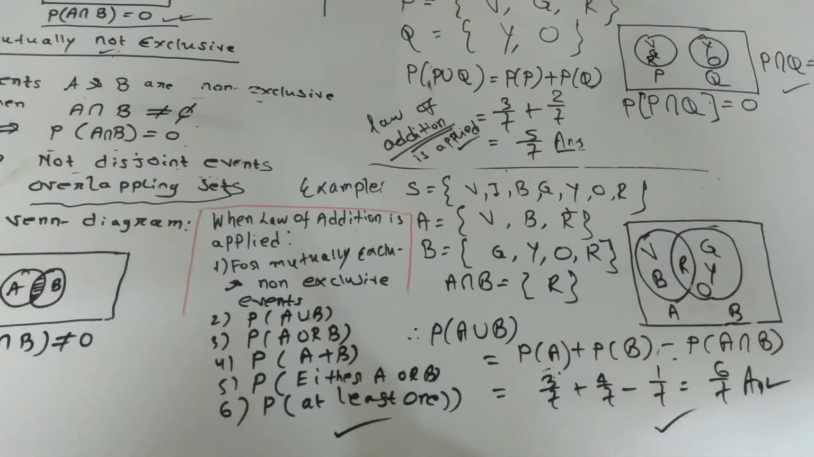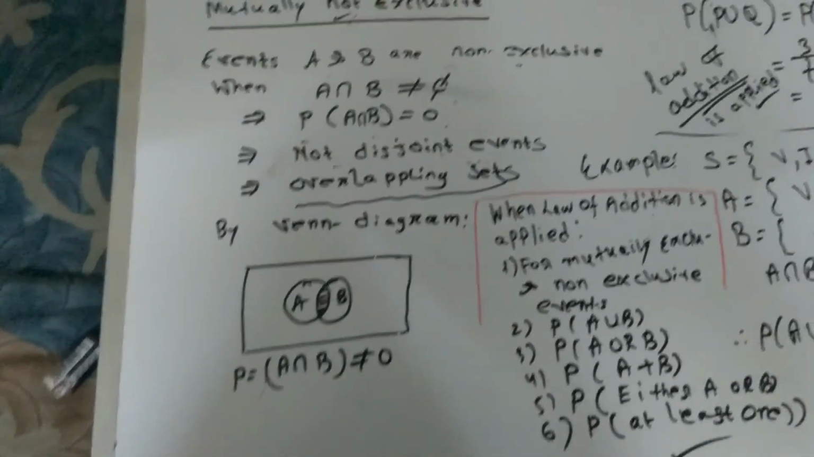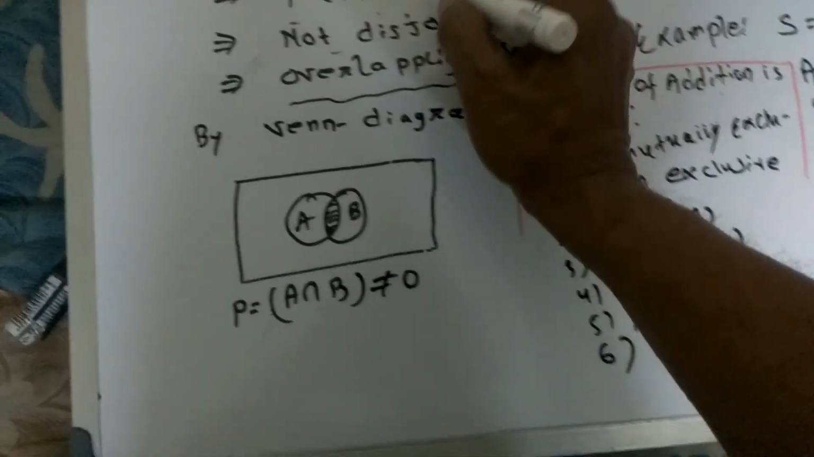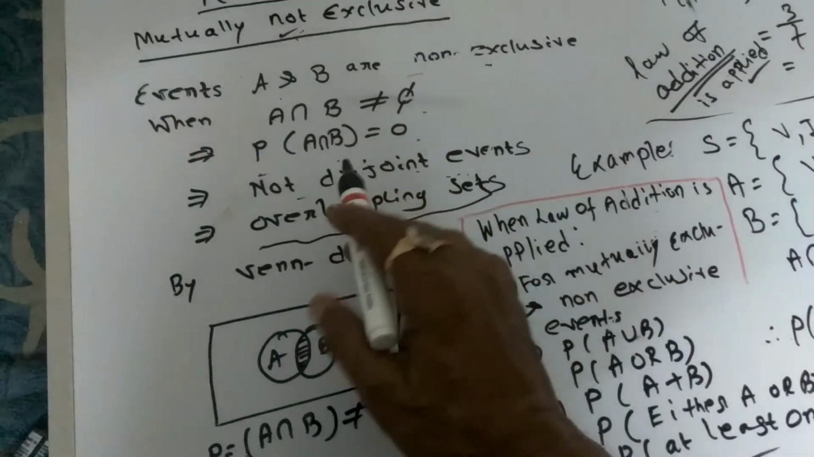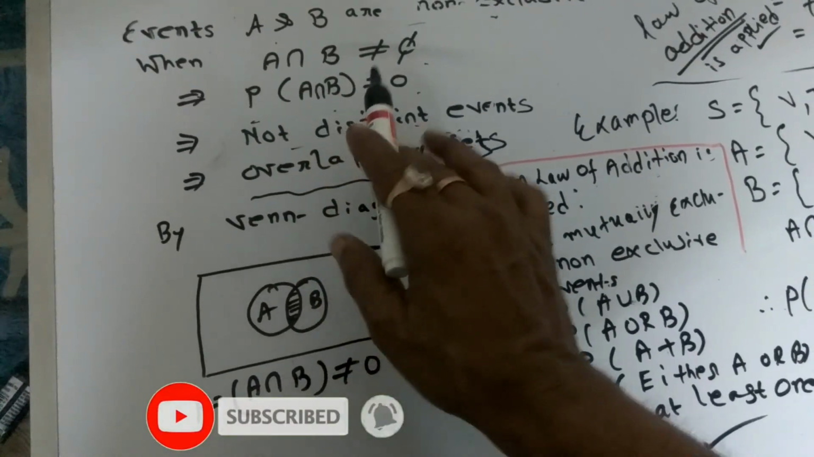So this is all about this. A little correction, sorry: for non-exclusive events, the intersection will not be equal to 0.